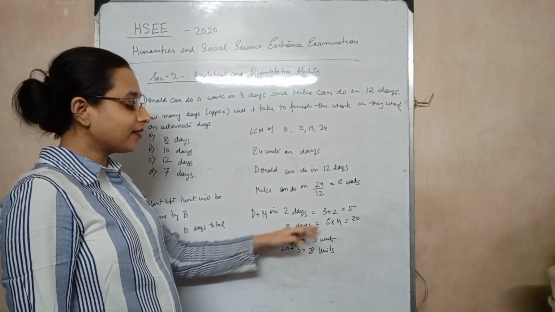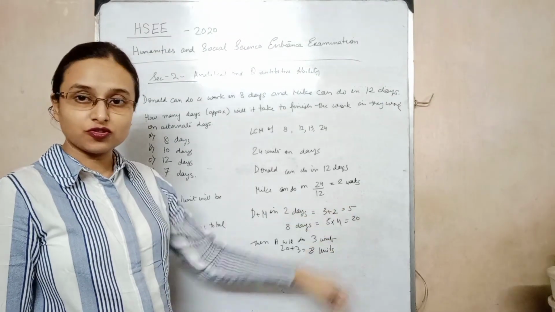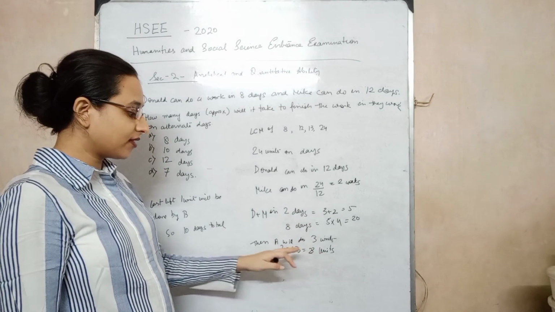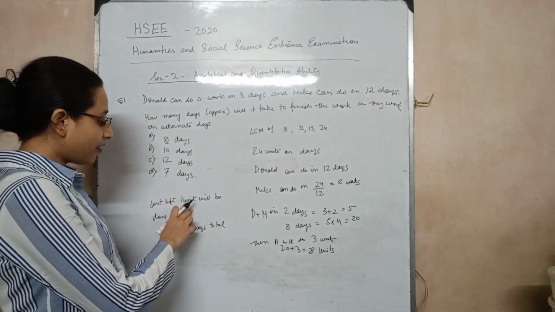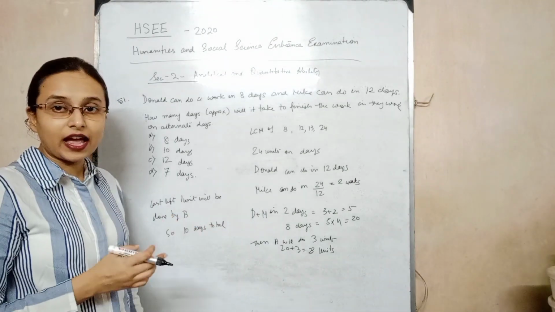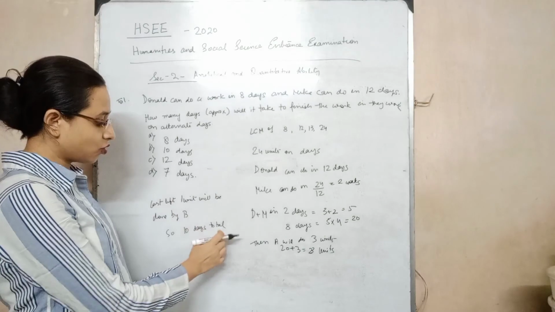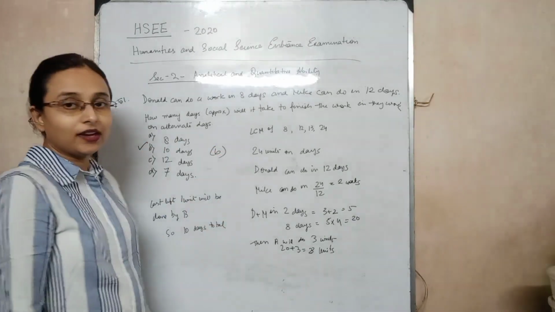Then again for 8 days, by the unitary method, it will be 5 into 4, which is 20 units. Then Donald will do 3 units, that is 20 plus 3, 23 units. Then the last remaining 1 unit will obviously have to be done by Mike. So it will be done in 10 days total. Okay, the correct option is B, 10 days.